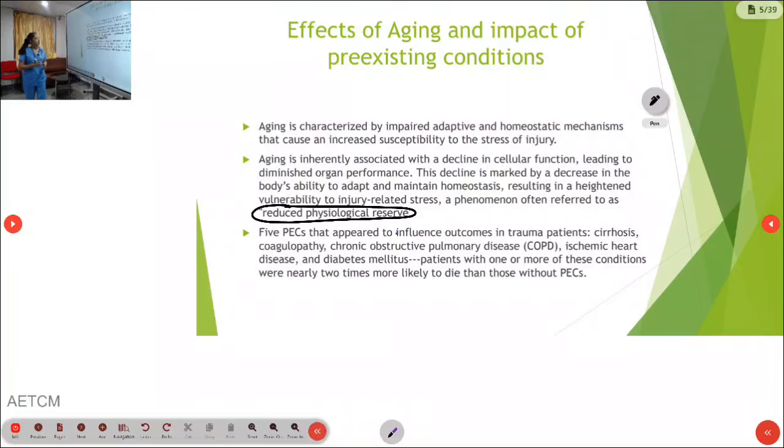So, if an elderly patient has these 5 Ps, which include cirrhosis, coagulopathy, COPD, ischemic heart disease and diabetes mellitus, these people are more likely to die than those without the Ps. So, the 5 Ps that influence the outcome of elderly people are cirrhosis, coagulopathies, COPD, ischemic heart disease and diabetes mellitus.